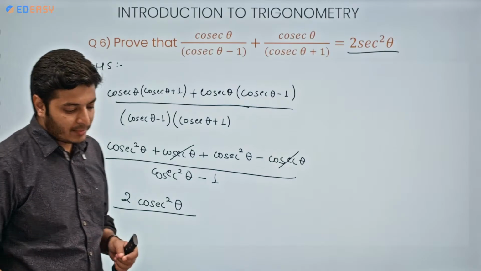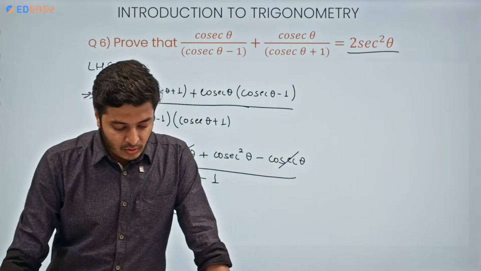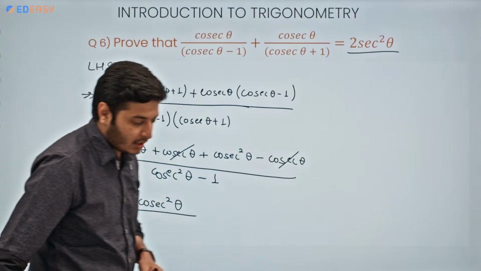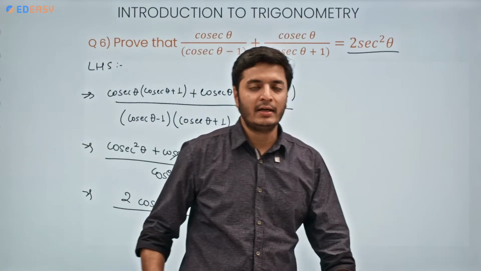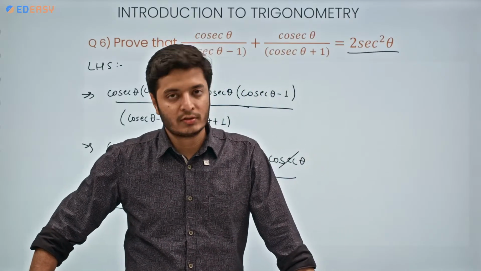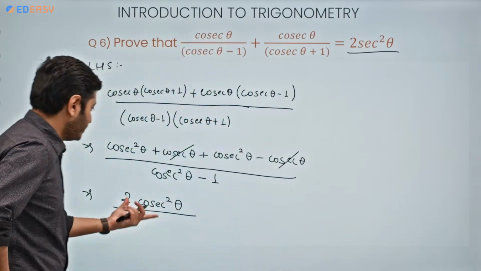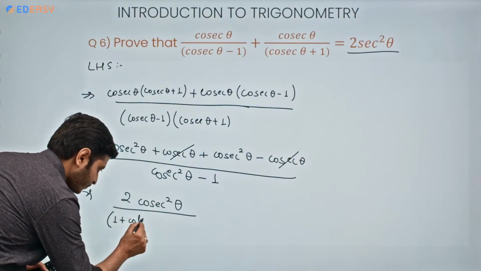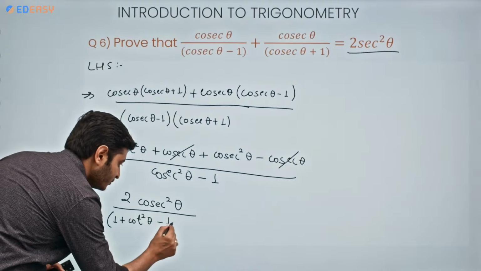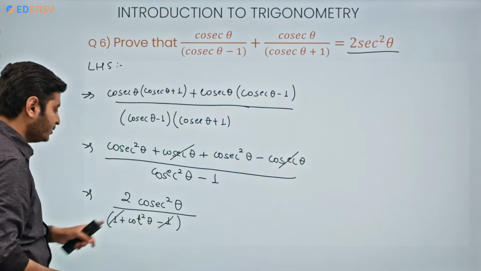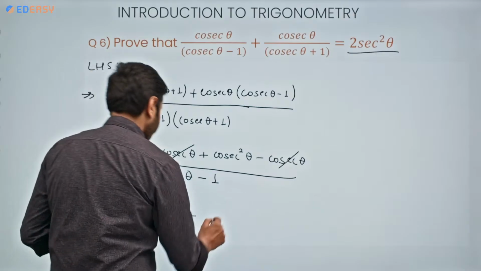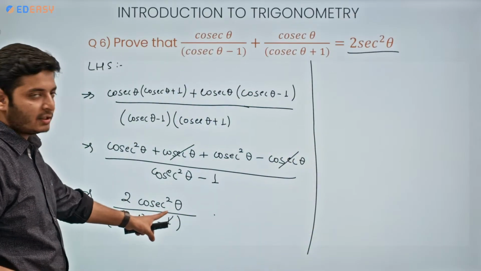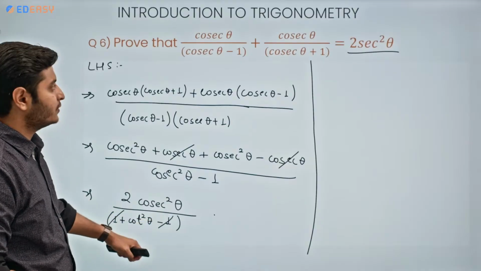Now, do you remember the identity that cosecant square theta is equal to what? Cosecant square theta has the identity 1 plus cot square theta, correct? So we are going to put that value here. Minus 1. They are going to cancel each other. So what are we left with? Okay, let me use this space. 2 cosecant square theta divided by cot square theta.